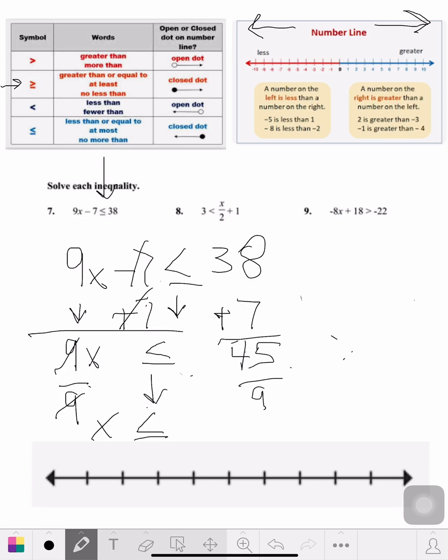And 45 divided by 9 is 5. So now my equation says x is less than or equal to 5. Okay? So now I want to draw it on the number line below. So I look above, and it's a closed dot because I use more ink.